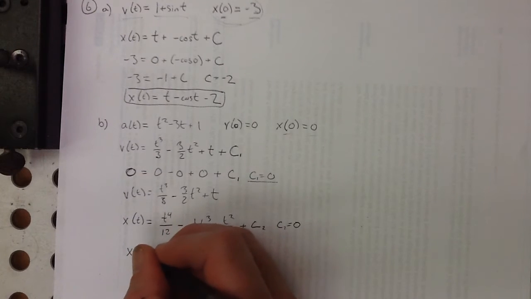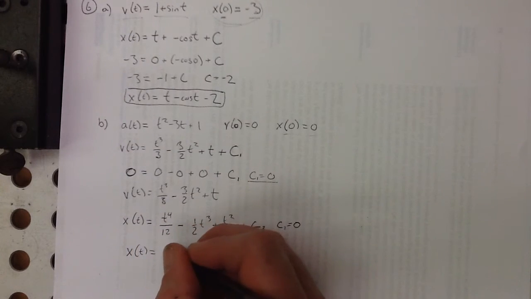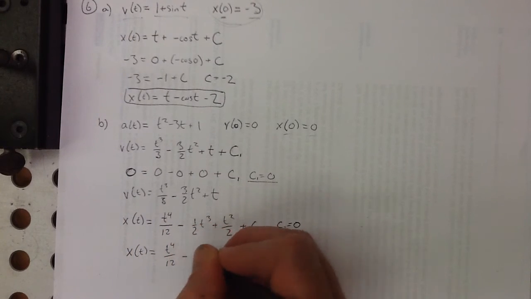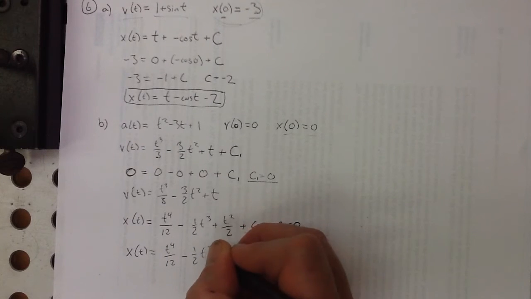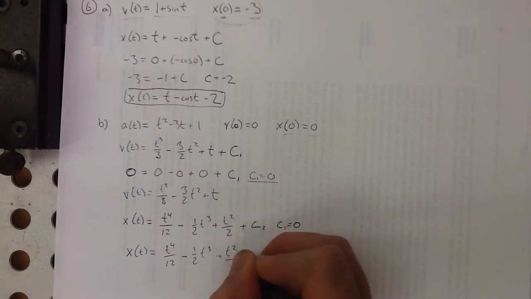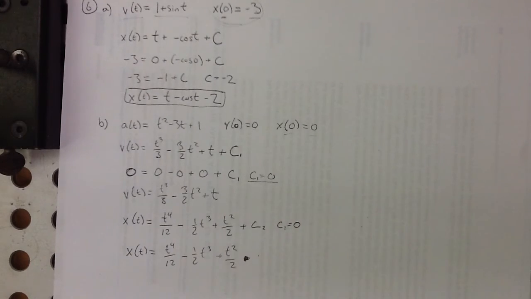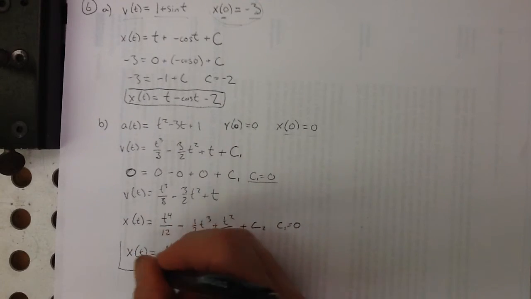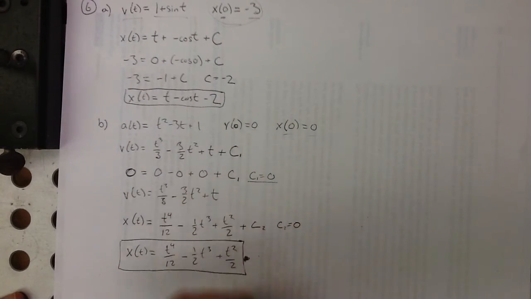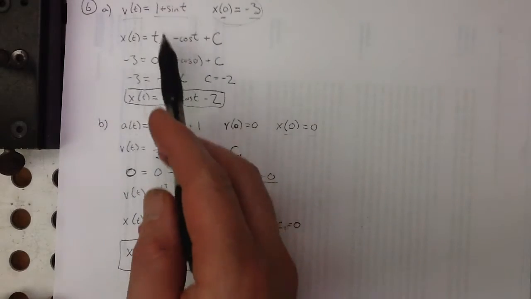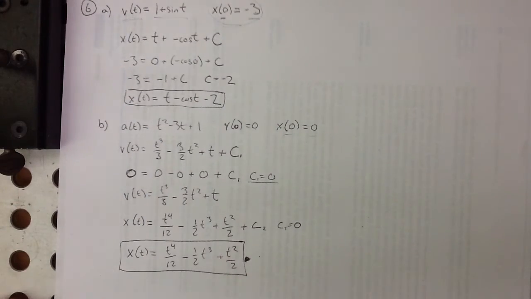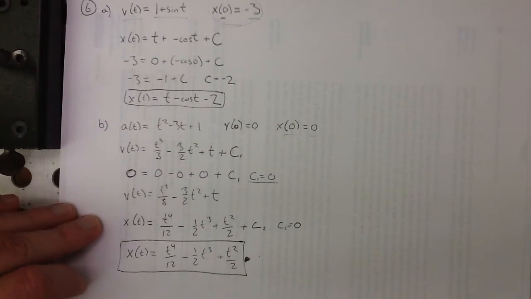So my position function is t to the 4th over 12 minus 1/2 t cubed plus t squared over 2 plus 0. So I'm just going to leave that off. There you go. Well, those are sometimes called initial value problems, where you're finding an antiderivative and then solving for c.